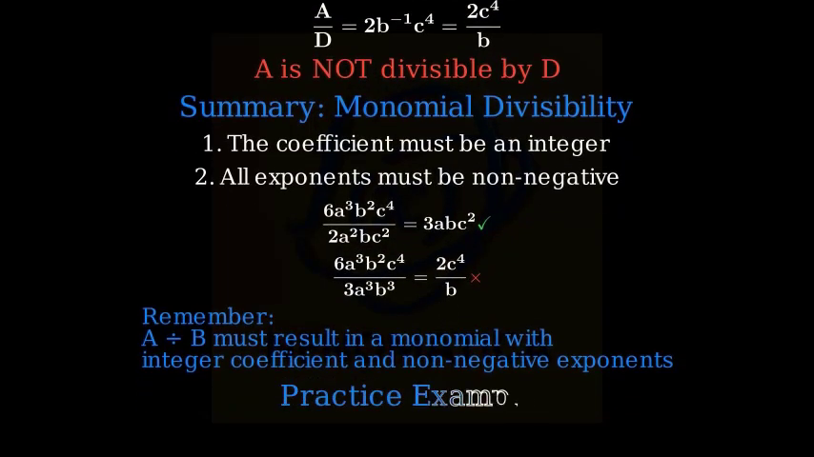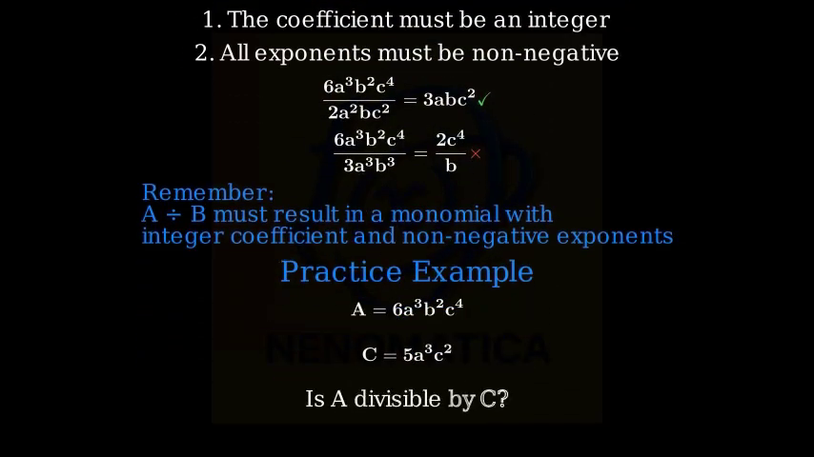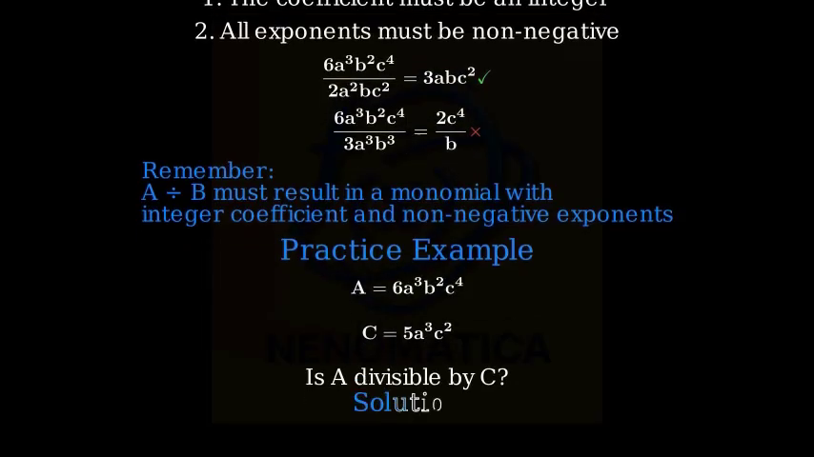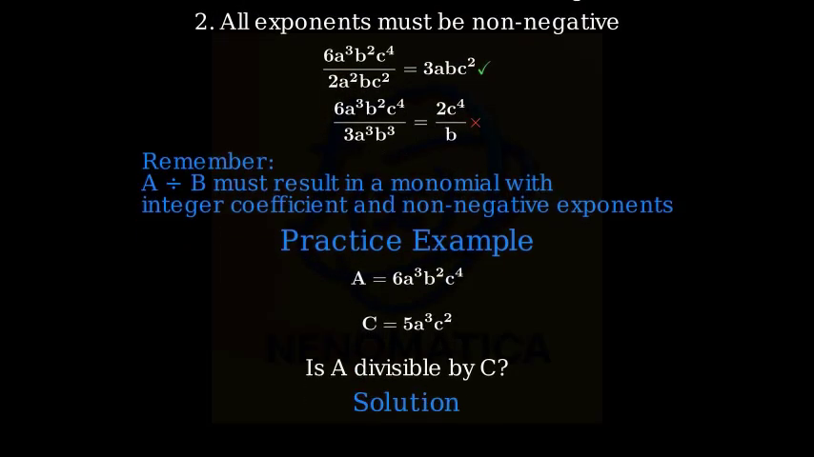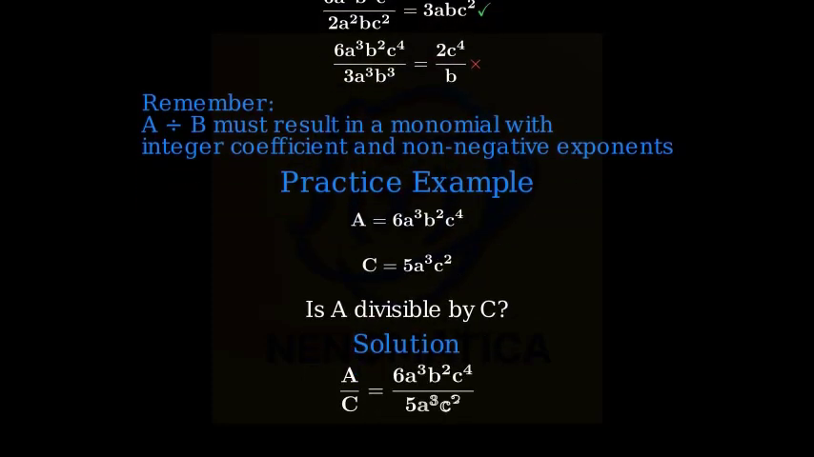Consider monomial A equals 6a cubed b squared c to the fourth power, and monomial C equals 5a cubed c squared. Is A divisible by C? Try to solve this on your own before we go through the solution. Let's work through the solution together. We need to divide A by C and check if the result satisfies our conditions. A divided by C equals 6a cubed b squared c to the fourth power divided by 5a cubed c squared.